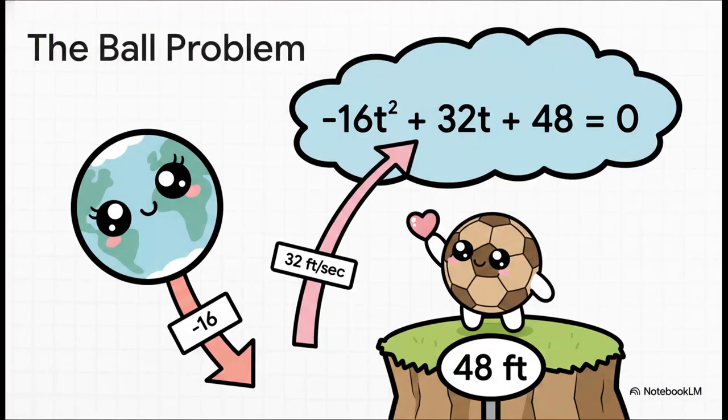Let's use some real numbers here. In physics, when we're working in feet and seconds, the value for gravity, our A, is -16. Let's say we threw the ball up pretty fast, at 32 feet per second. That'll be our B. And let's say we threw it from a balcony, 48 feet up. That's our C. So our equation becomes -16t squared plus 32t plus 48 equals 0. We're solving for t, which of course stands for time.